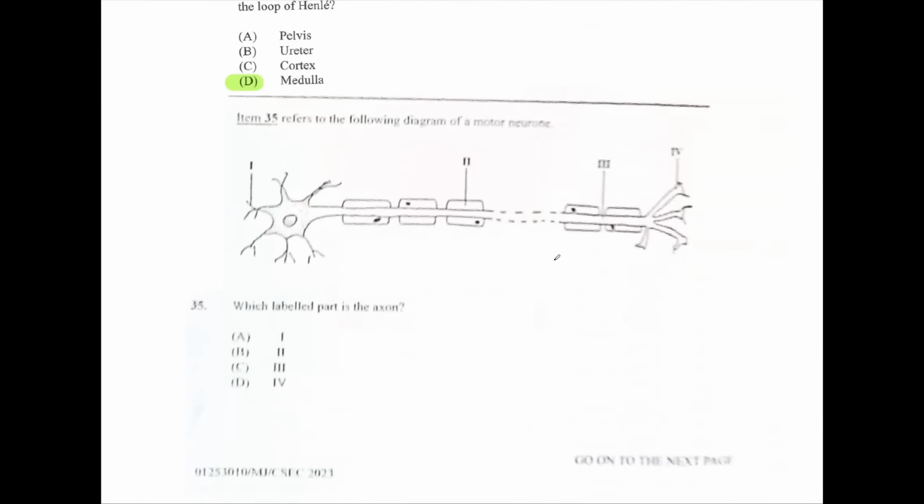35 refers to the following diagram of a motor neuron. Which labeled part is the axon? And the only one that points to the axon is 3. Roman numeral 3 is C. So 35, our answer is C.